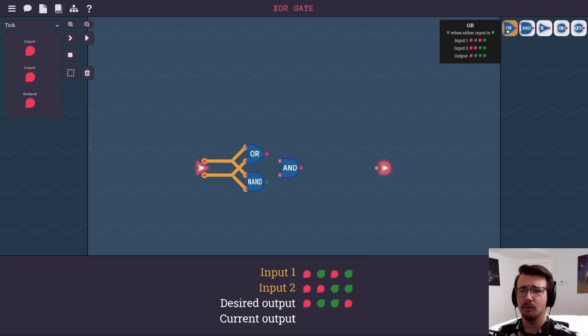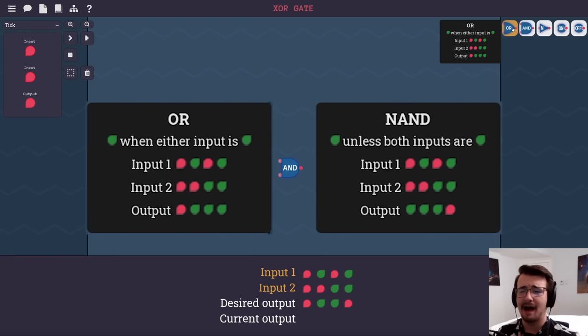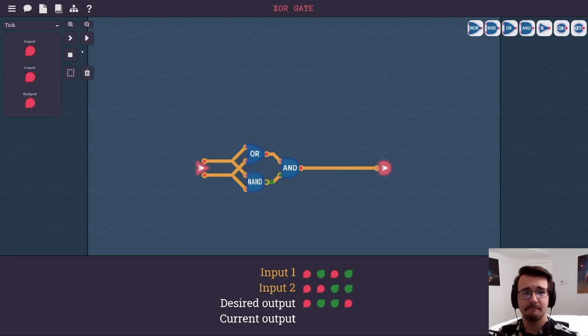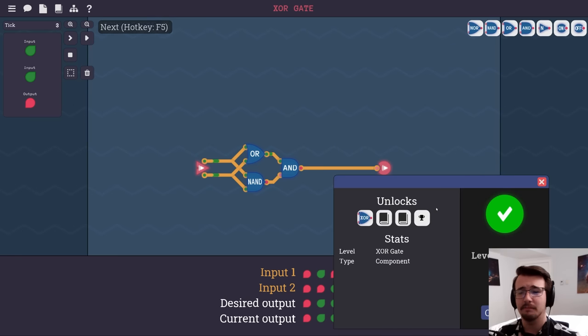Because the idea is with both NAND and OR, you could take their outputs, overlay them on top of each other, and you see that the only times that both of them are on are the exact times that only one of the inputs is on. That should give it to me. I don't know if it's the most efficient way to do it, but it works.